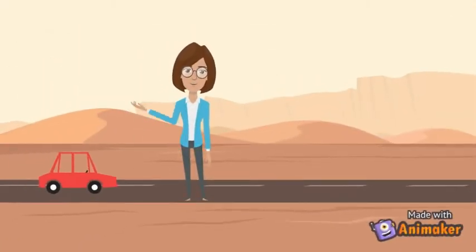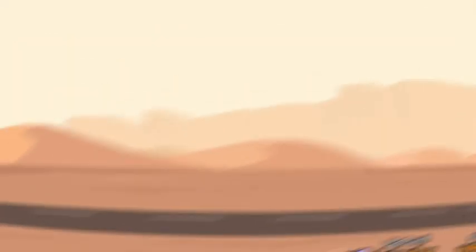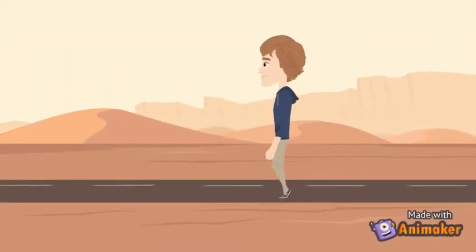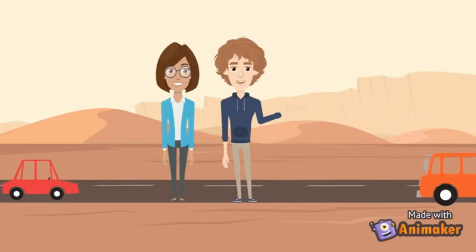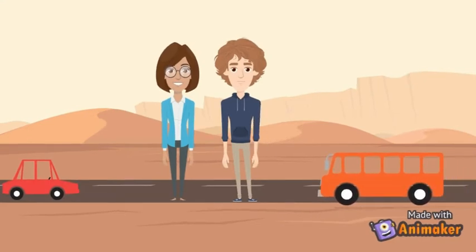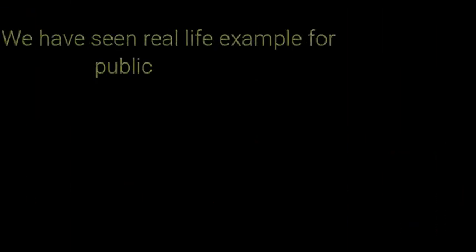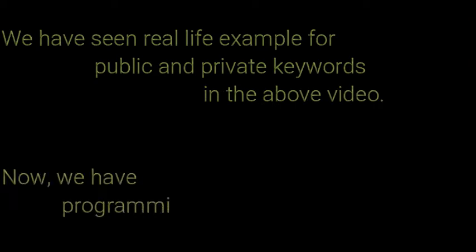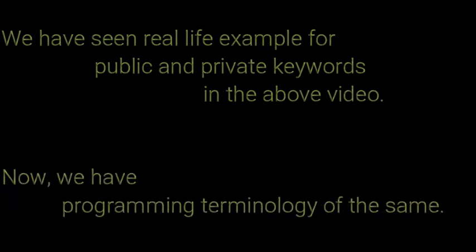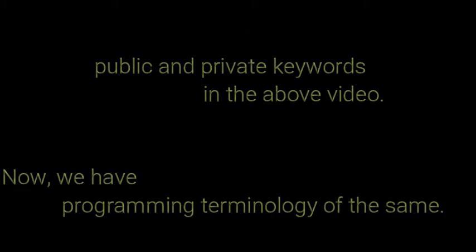Private property can be accessed by the owner only, while public property can be accessed by anyone. We have seen a real life example for public and private keywords in the above video. Now we have the programming terminology of the same.